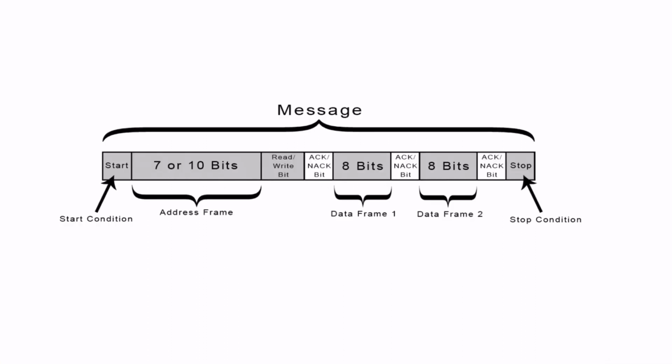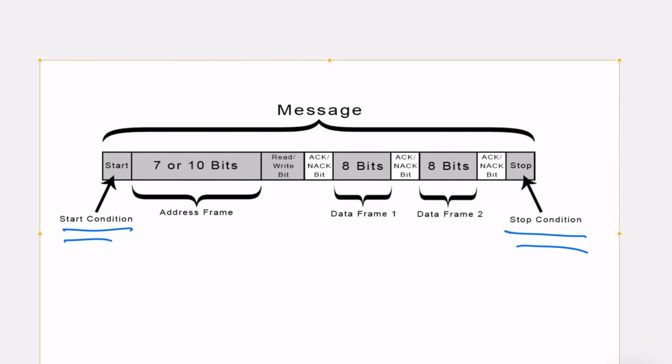Here you can see how a message is sent using the I2C protocol. Before, we saw the stop and the start conditions. This is what's shown here. This initiates the message. You have a start condition and you have a stop condition. The next thing that's sent on the bus is the address frame. This is usually 7, or sometimes 10, bits that define which device the master is talking to.